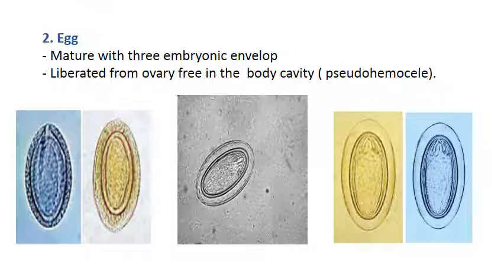After adult morphology, let's talk about the egg morphology. As these pictures show, the egg has three embryonic envelopes and is liberated from the ovary free in the body cavity, the pseudocoele.